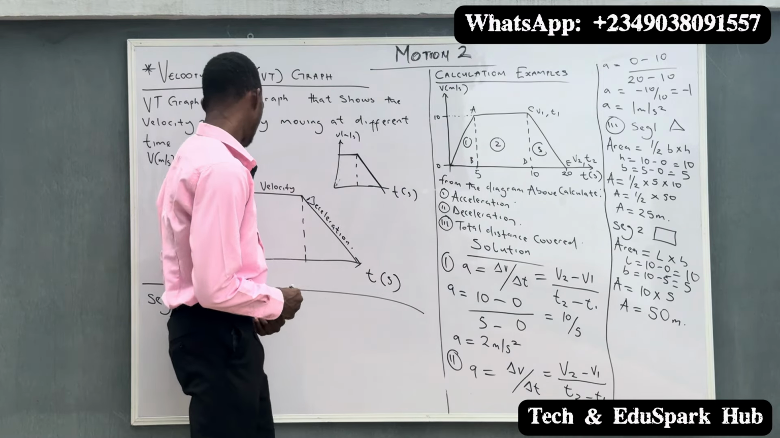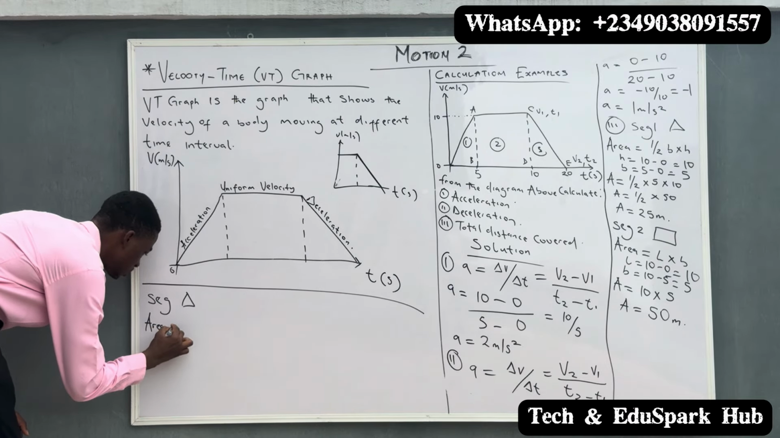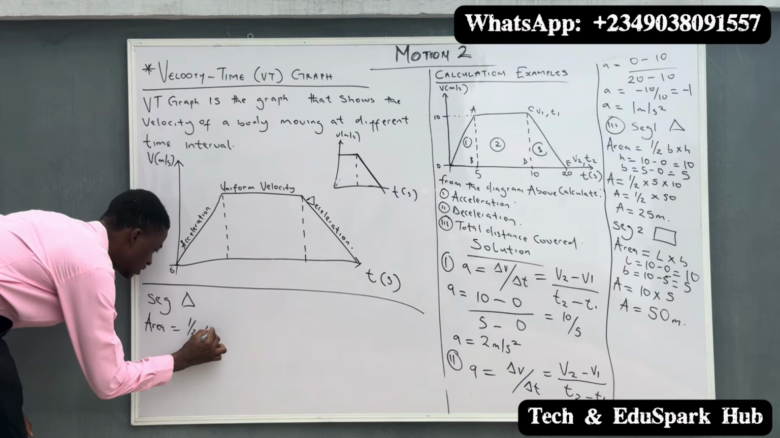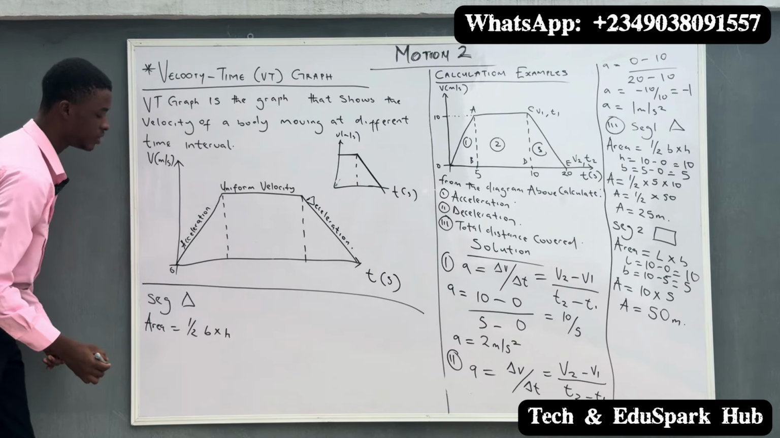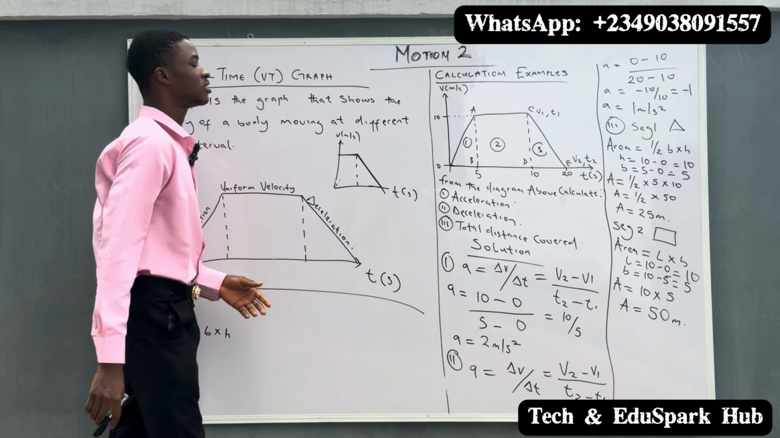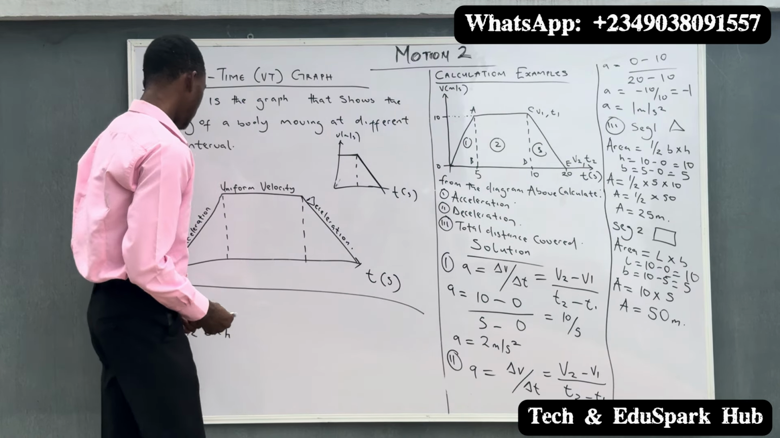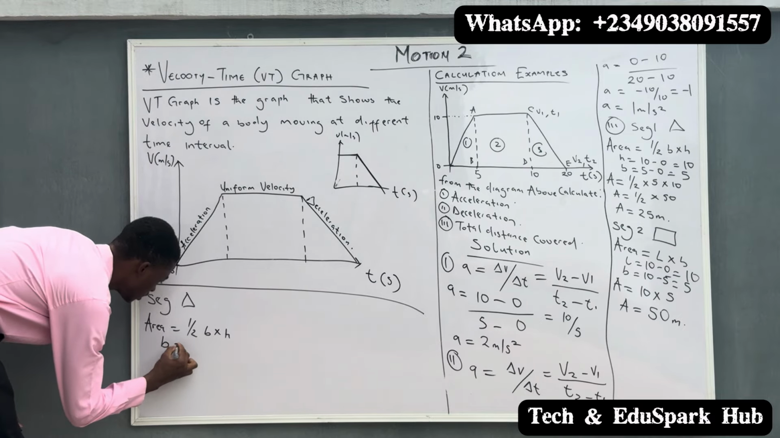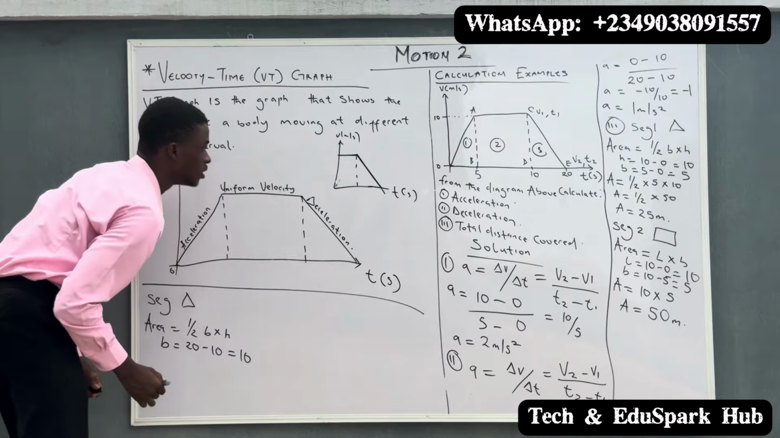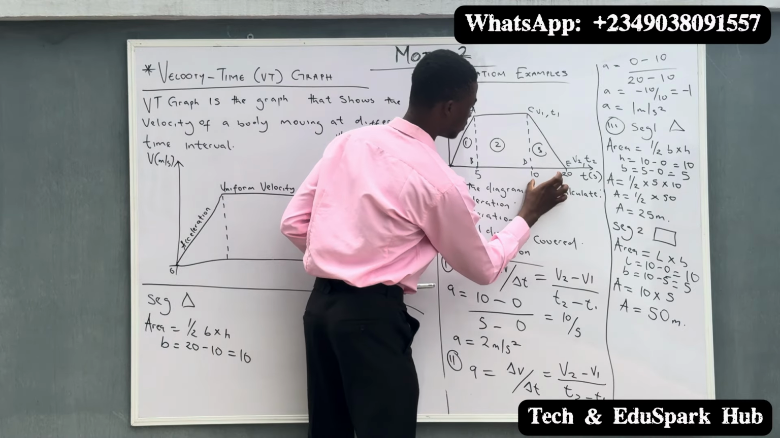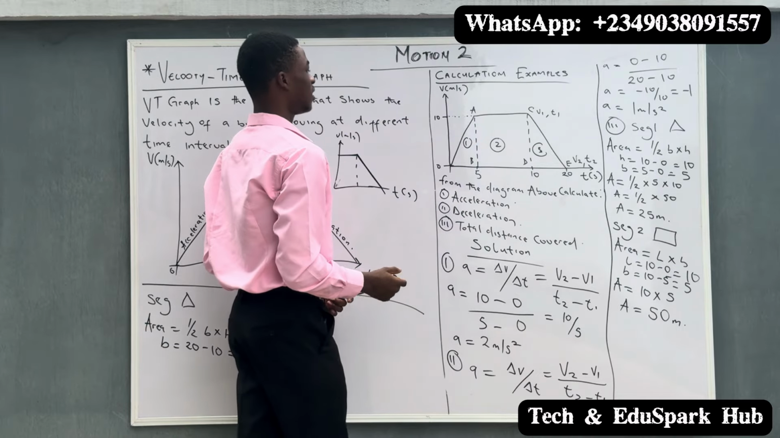So let's look for the area of the triangle. Remember that the area of a triangle is equal to 1 over 2 base times height. So the area of a triangle is what? Half base times height. So in this case, our base is what? 20 minus 10, which is equal to what? 10. You can see this base from here to here, this base is 20 minus 10.